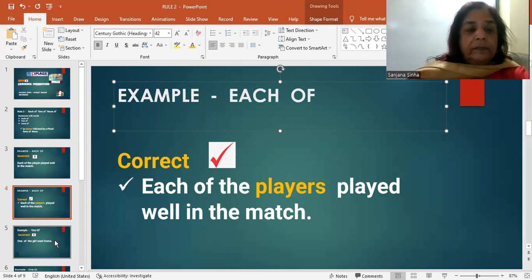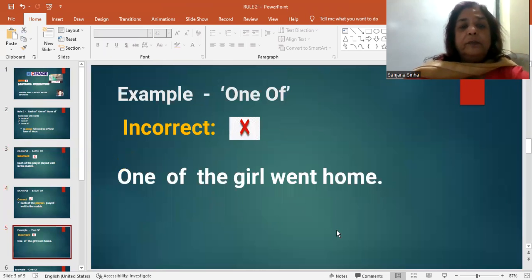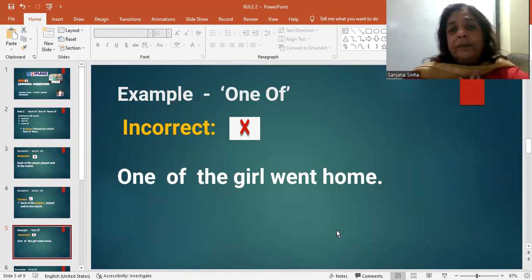Second, one of. The incorrect sentence is one of the girl went home. अब यहां आपको लगेगा वन ऑफ द गर्ल वेंट होम, एक लड़की घर गई है, तो ये इसमें रॉन्ग क्या है?